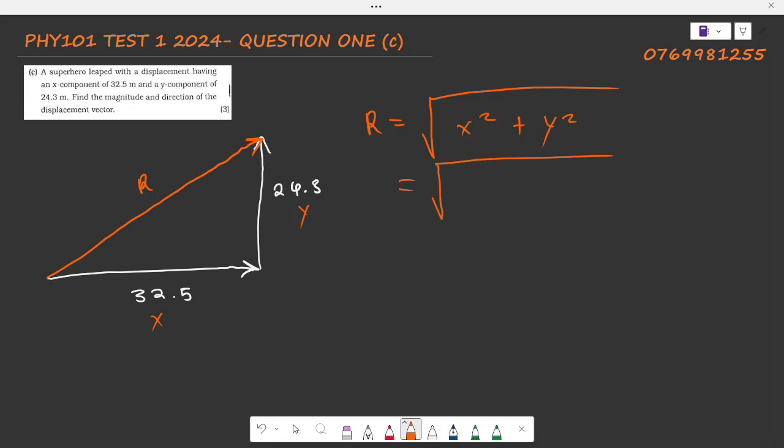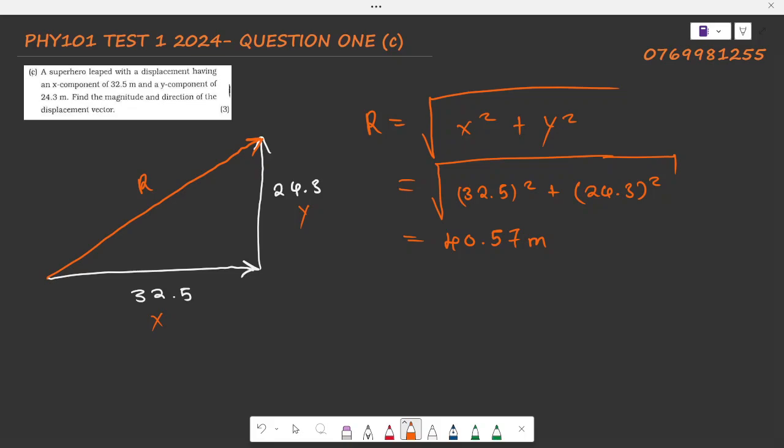Quickly replacing in this, we have 32.5 squared plus 24.3 squared, and this is going to give us a value of 40.57 meters as our magnitude, or the magnitude of this vector.